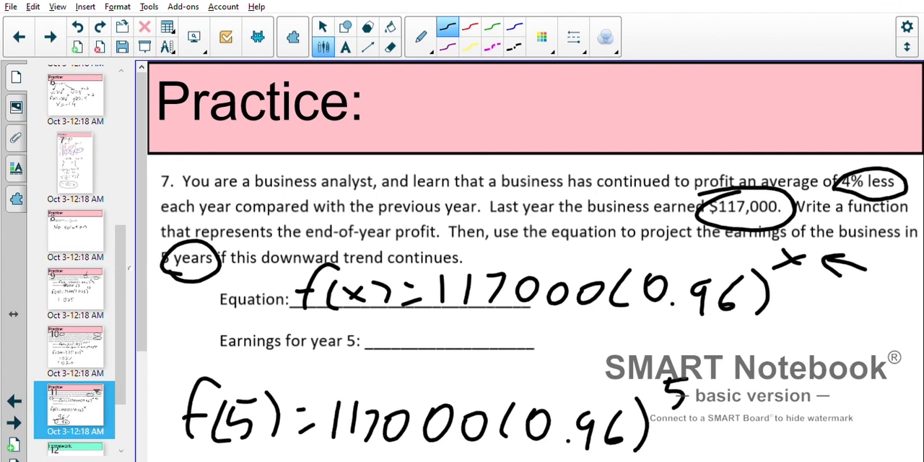So going back to our calculator, 117,000 times 0.96 to the power of 5. All right, so our profit predicted in 5 years is going to be $95,398.61. We'll just round that to the nearest dollar this time. So $95,398.